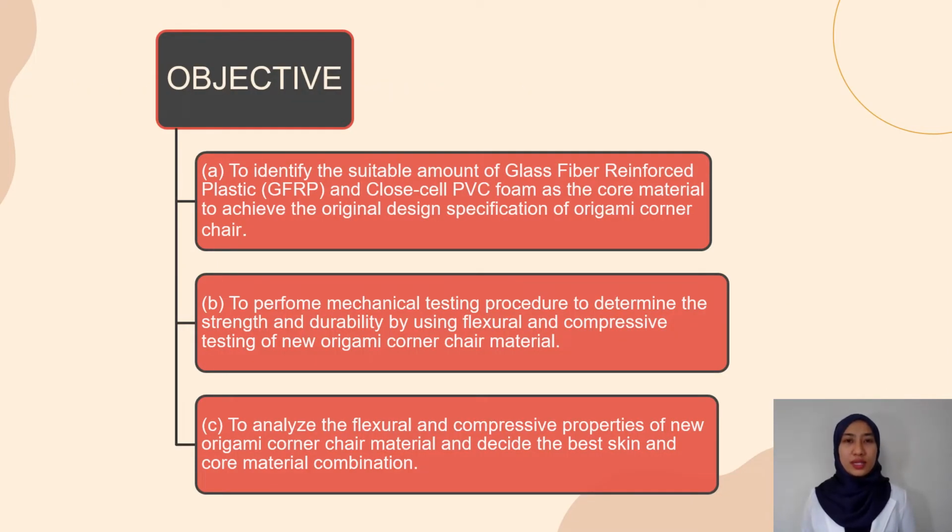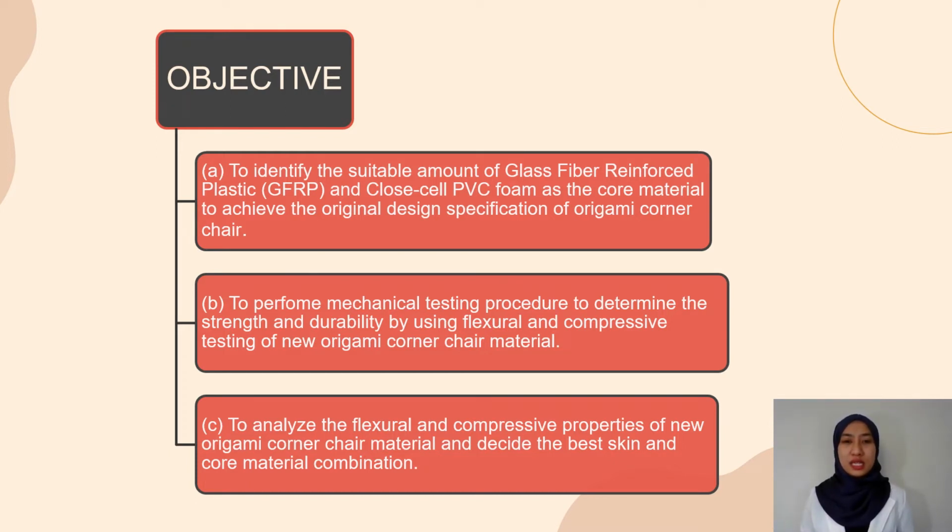So this project is about investigating whether or not GFRP is a feasible material to replace solid wood as the main material for the origami corner chair that we build. The main objective of this project is to identify the suitable amount of glass fiber reinforced plastic GFRP and closed cell PVC foam as the core material to achieve the original design specification of the origami corner chair.